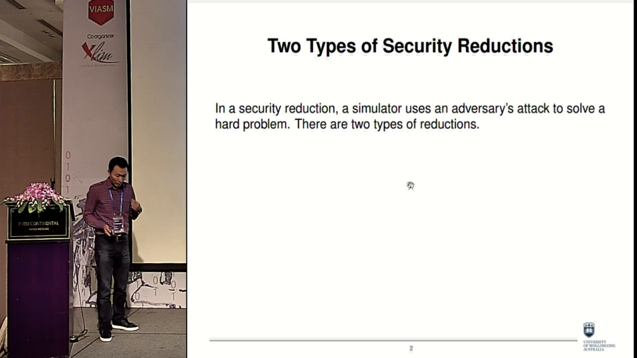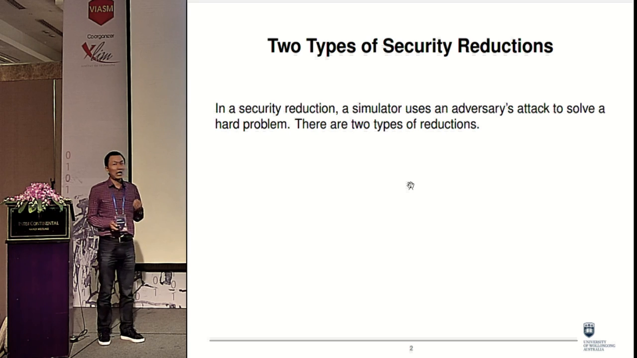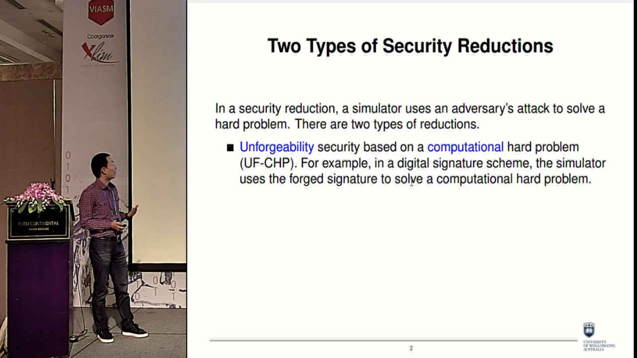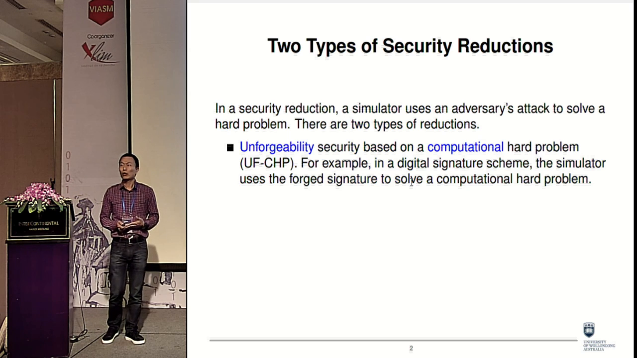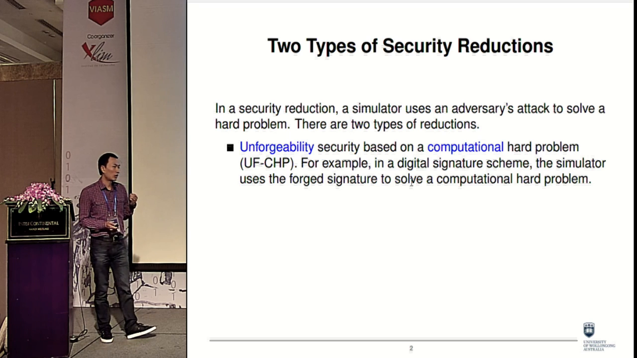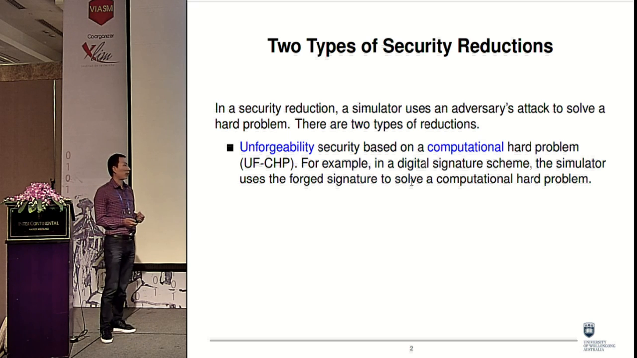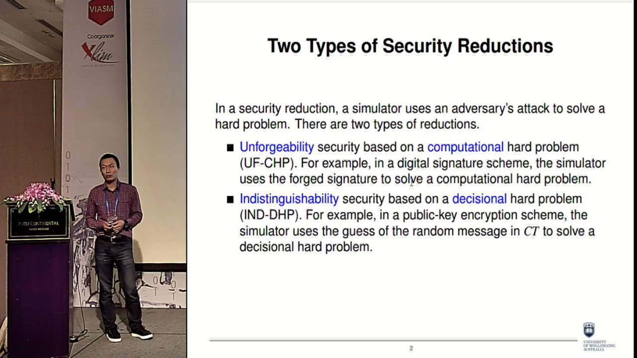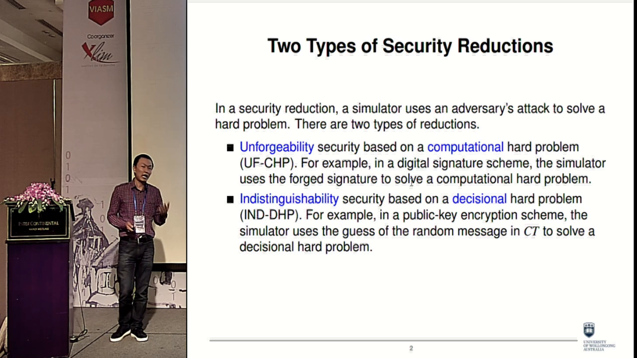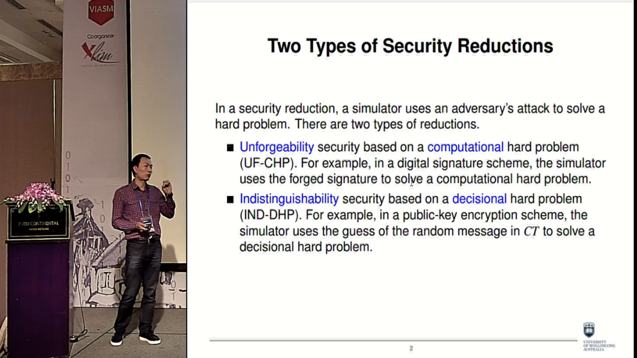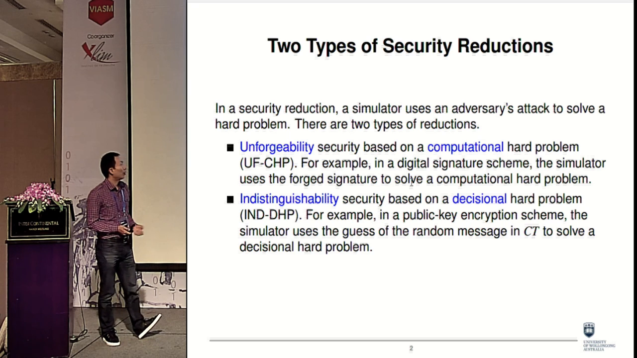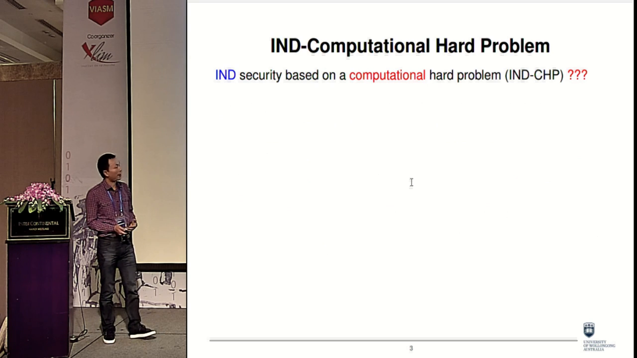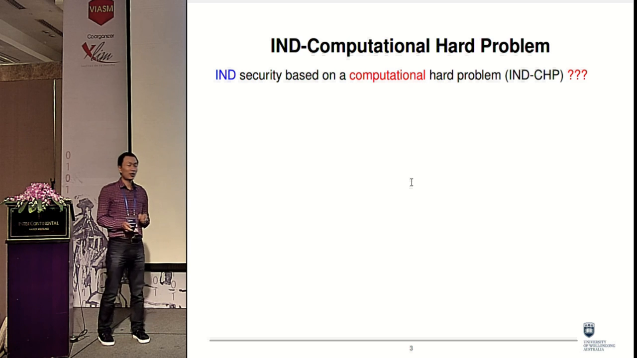There are two types of security reductions. In security reduction, we will use the adversary's attack to solve a hard problem. In the first reduction, it is the unforgeability security based on a computational hard problem. For example, in the digital signature scheme, we use the forged signature to solve a computational hard problem. The second one is IND security based on a decisional hard problem. For example, in public encryption, we use the adversary's guess on the challenge ciphertext to solve a decisional hard problem. And we know the computational hard problem is always harder than its decisional variants. So a natural question is, can we have an IND security reduction based on a computational hard problem?